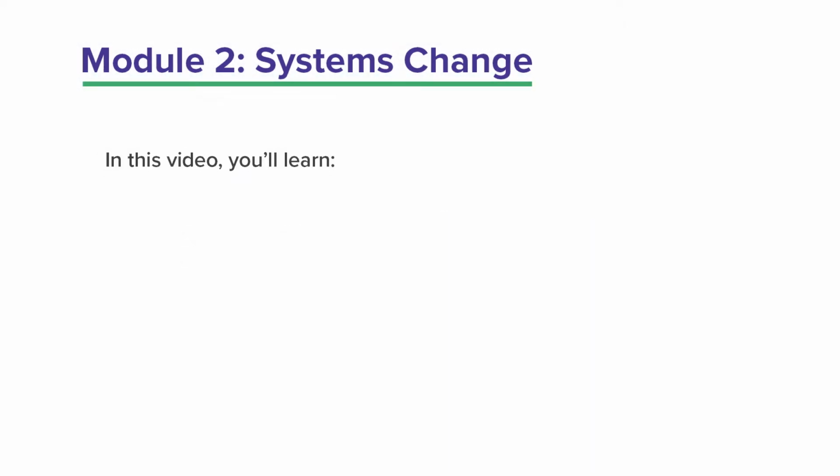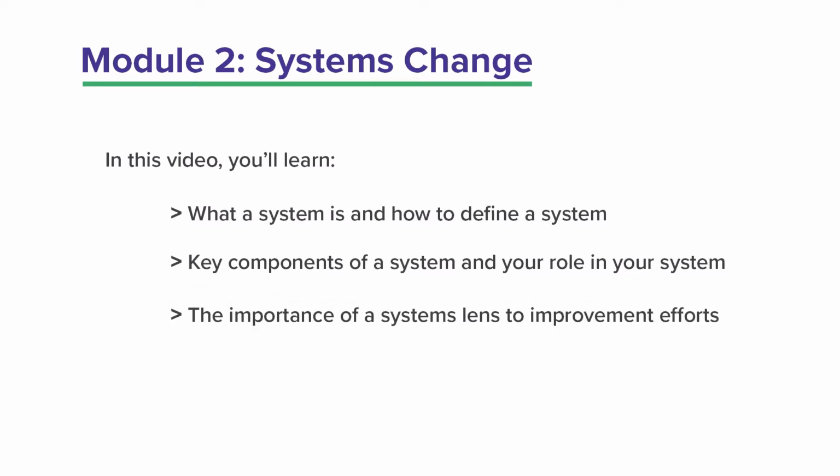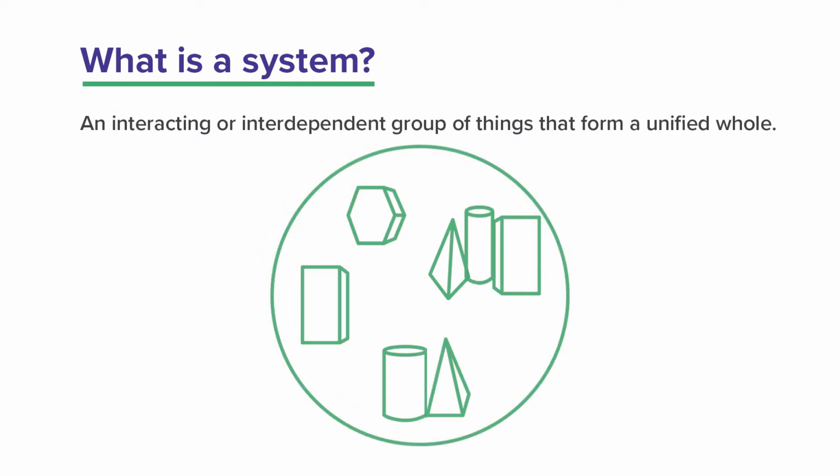In this video, you'll learn what a system is and how to define a system, key components of a system, and your role in your system, the importance of a systems lens to improvement efforts. A system is an interacting or interdependent group of things that form a unified whole.